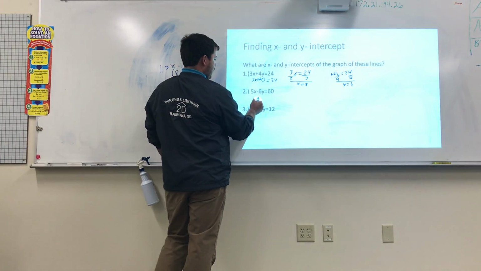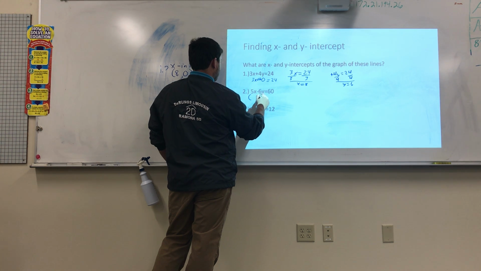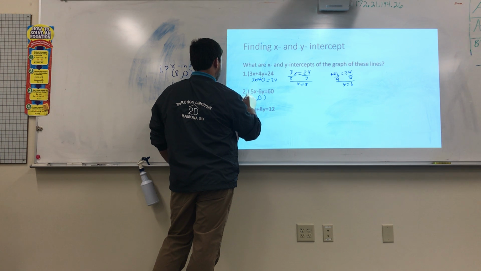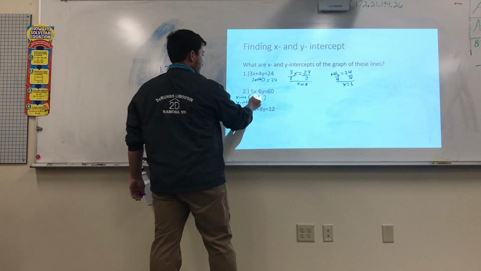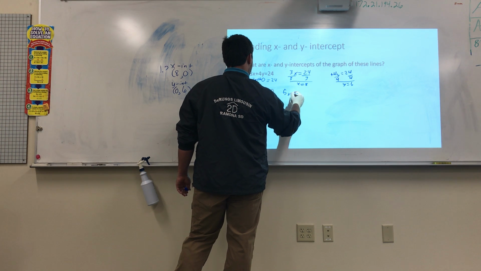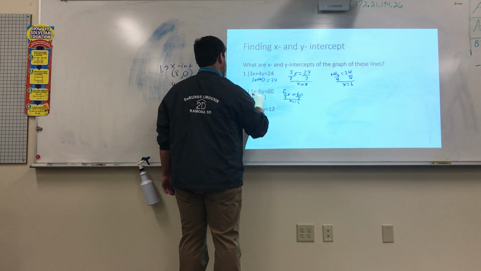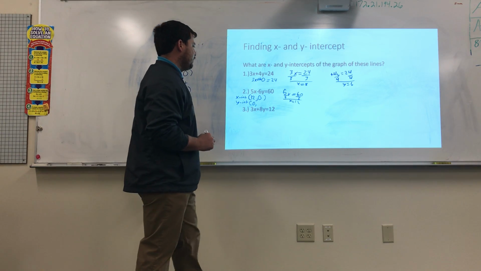Alright, number 2. Once again, the x-intercept is going to have a 0 in the y. So plug in 0 for my y. I'm left with 5x minus 0, which isn't going to change anything, equals 60. Divided by 5, divided by 5, x equals 12. So my x-intercept is at 12, 0.